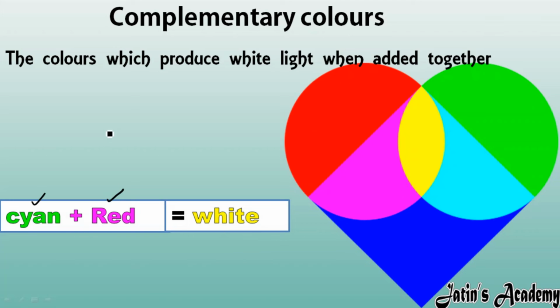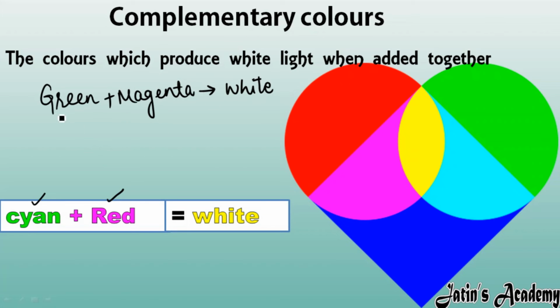A similar example we have with green and magenta. If green and magenta are added together, then that mixture will always give you white light. One more example for this is blue plus yellow. When blue and yellow colors are added together, it also forms white light. So the mixture of these two colors is known as complementary colors.